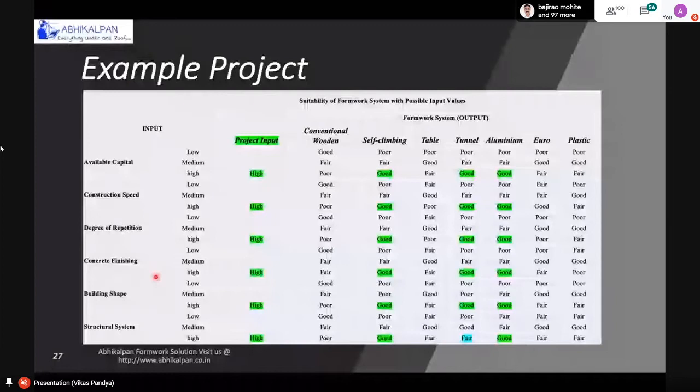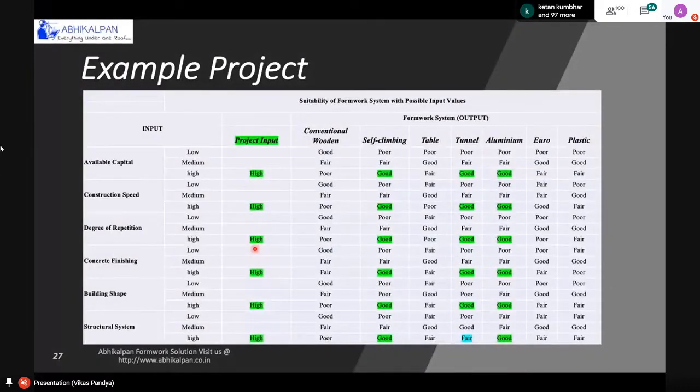So we don't want external plastering. We must get a good concrete finish, as we are going for direct texture paint on the concrete surface. The building shape is the regular one, and there is no elevational feature. The structural system is also a shear wall structure, so it will go on the higher side.